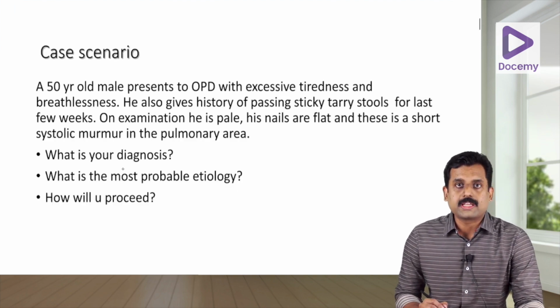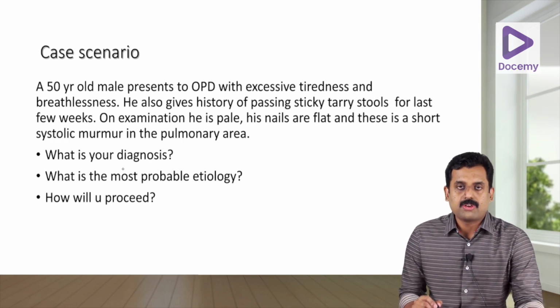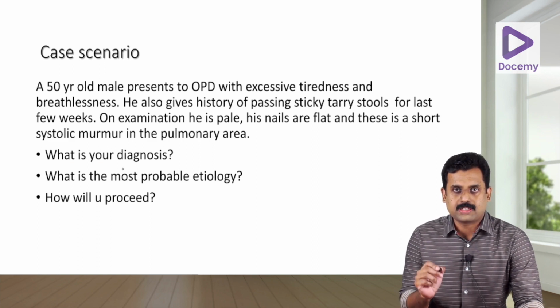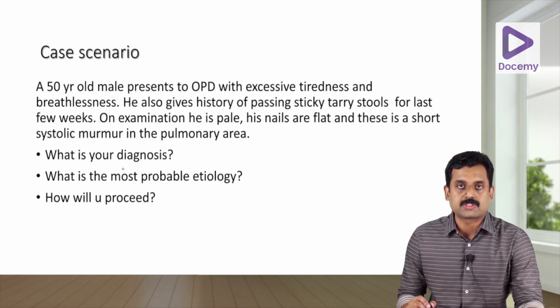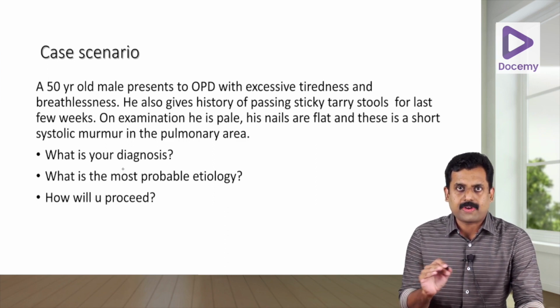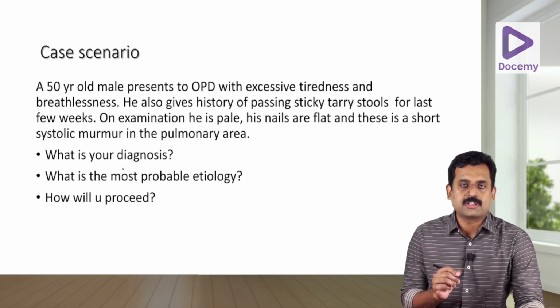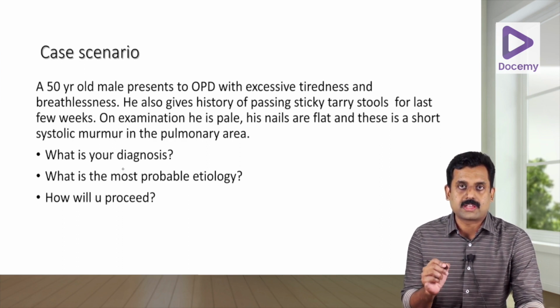So we'll start with a case scenario. A 50-year-old male presents to OPD with excessive tiredness and breathlessness. He also gives history of passing sticky, tarry stools for the last few weeks. On examination, he is pale, his nails are flat, and there is a short systolic murmur in the pulmonary area. So what is your diagnosis? What is the most probable etiology, and how will you proceed further? At the end of this session, we will be able to answer this case scenario.